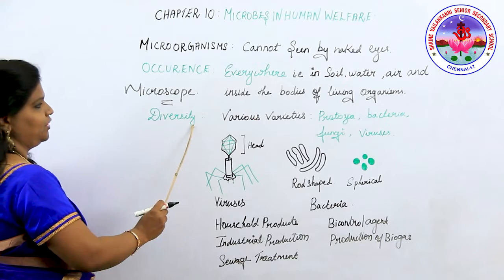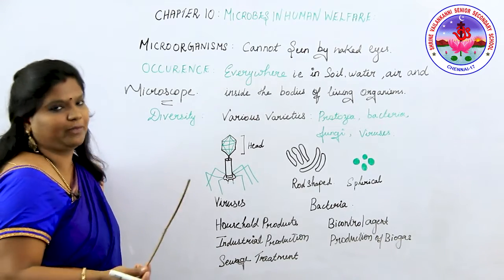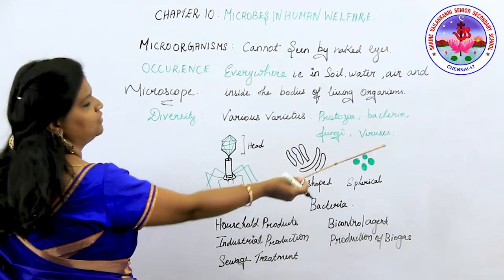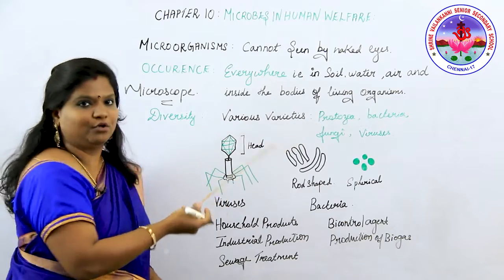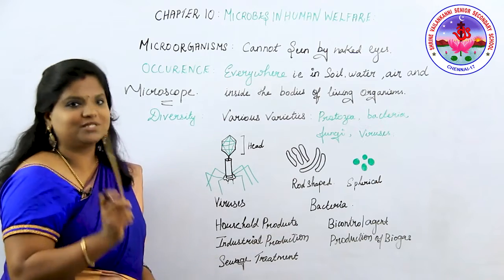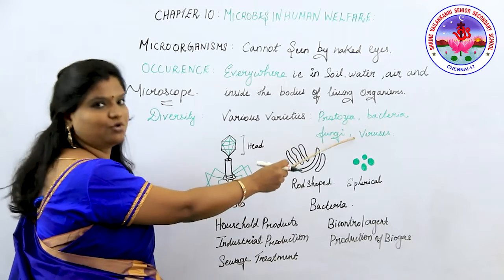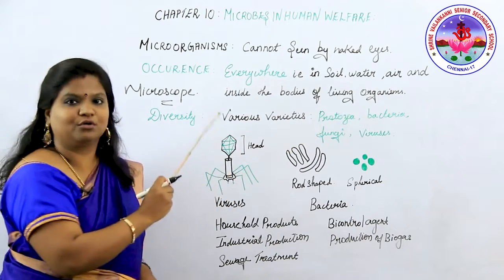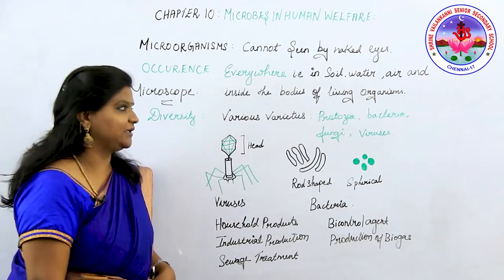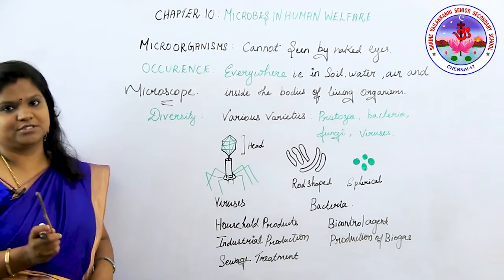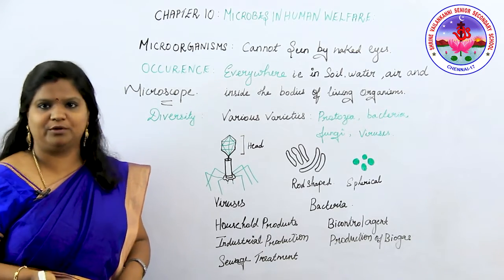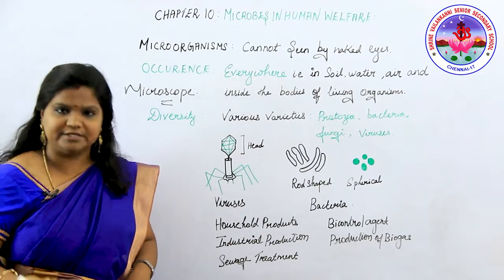Next, diversity. What are the types, the varieties of microorganisms? They are protozoa, bacteria, fungi, viruses. Protozoa: proto means prime, zoa means animal. So in the animal kingdom, the first classified phylum is protozoa. It includes microorganisms. Next is bacteria. Here bacteria do two functions. One, bacteria are very useful to humans, as well as very harmful to human beings, and not only human beings, all living species.